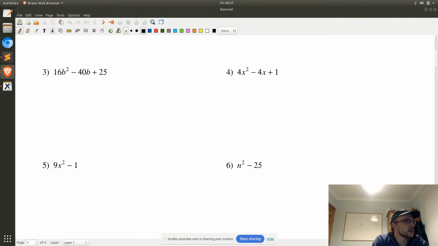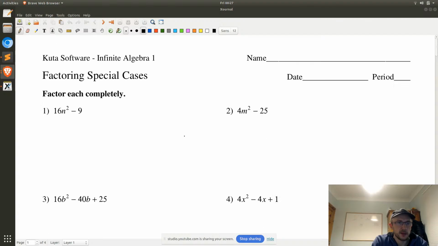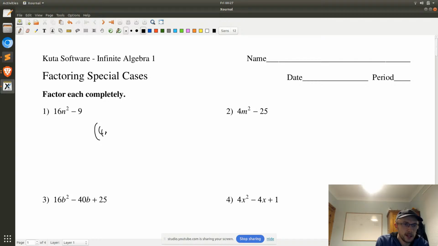And now for a little bit more. Factoring special cases. Factor them completely. Okay, 4n add 3. Wait, I forgot to say how many. Okay, 22 is coming up. It's 4n add 3 times 4n take 3. 2m add 5 times 2m take 5.